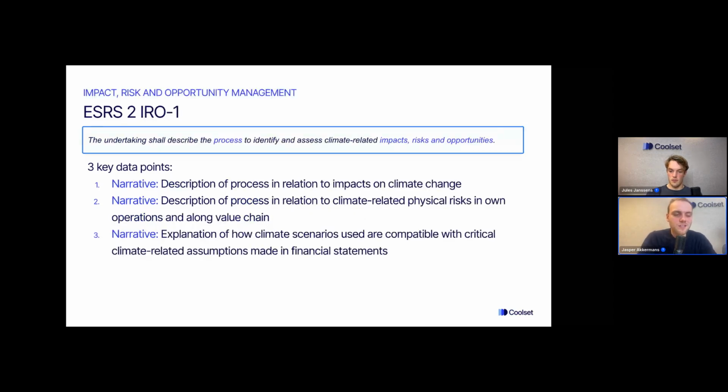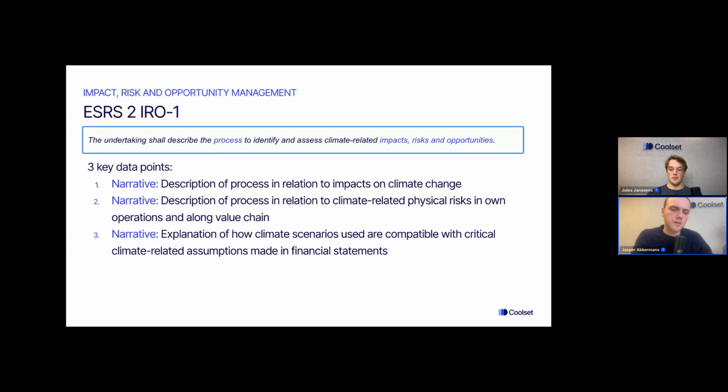So we're going to stay within ESRS 2, but now we're going to look at IRO 1. So here, the undertaking shall describe the process to identify and assess climate-related impacts, risks, and opportunities. Once again, the acronym that's used a lot in this world of IROs. 3 key data points to include here are all narrative. So first of all, you're going to have a description of the process in relation to impacts on climate change. Second of all, you're going to have a description of the process in relation to climate-related physical risks in own operations and along the value chain. And then thirdly, you're going to have an explanation of how climate scenarios are compatible with critical climate-related assumptions made in financial statements.